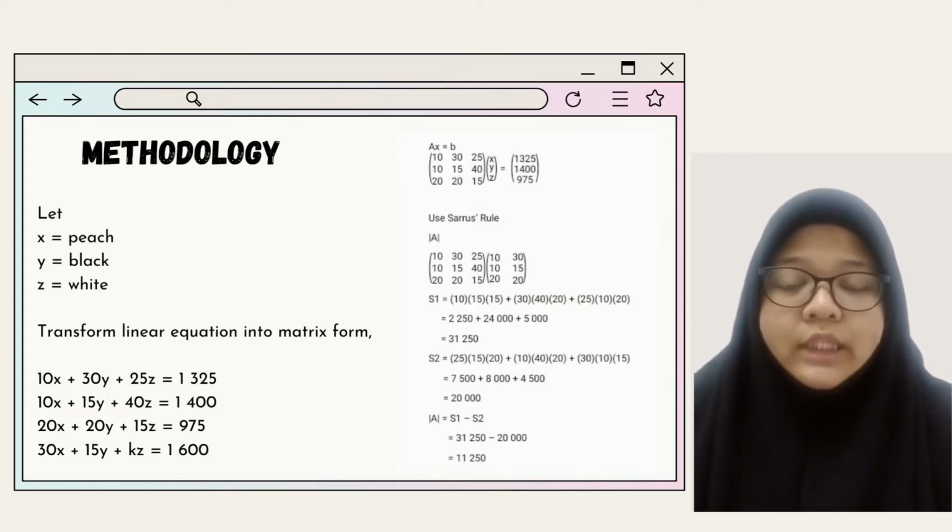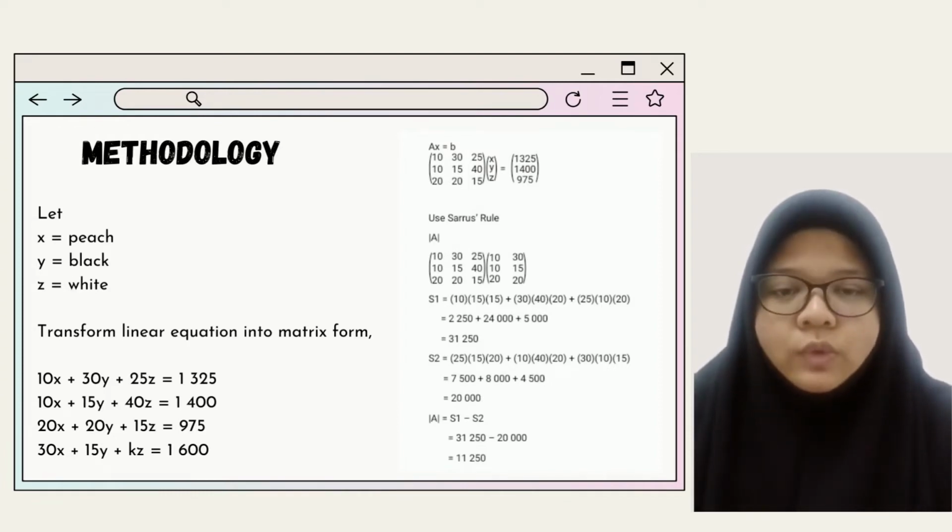Then we'll transform the linear equations into matrix form: 10, 30, 25, 10, 15, 40, 20, 20, 15, times X, Y, Z, equals 1,325, 1,400 and 975. In order to find the determinant of A, we need to use Cramer's rule. The formula for the determinant of A is S1 minus S2. S1 is 31,250. S2 is 20,000. So the determinant of A is S1 minus S2, and we'll get 11,250.